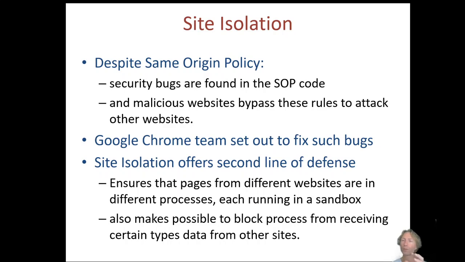Once you have everything running in separate processes, you're using the operating system's isolation capabilities to block cross-process accesses that shouldn't be allowed. You can also vet the accesses that it's trying to make and block access to certain data. Let's have a look at what this looks like.